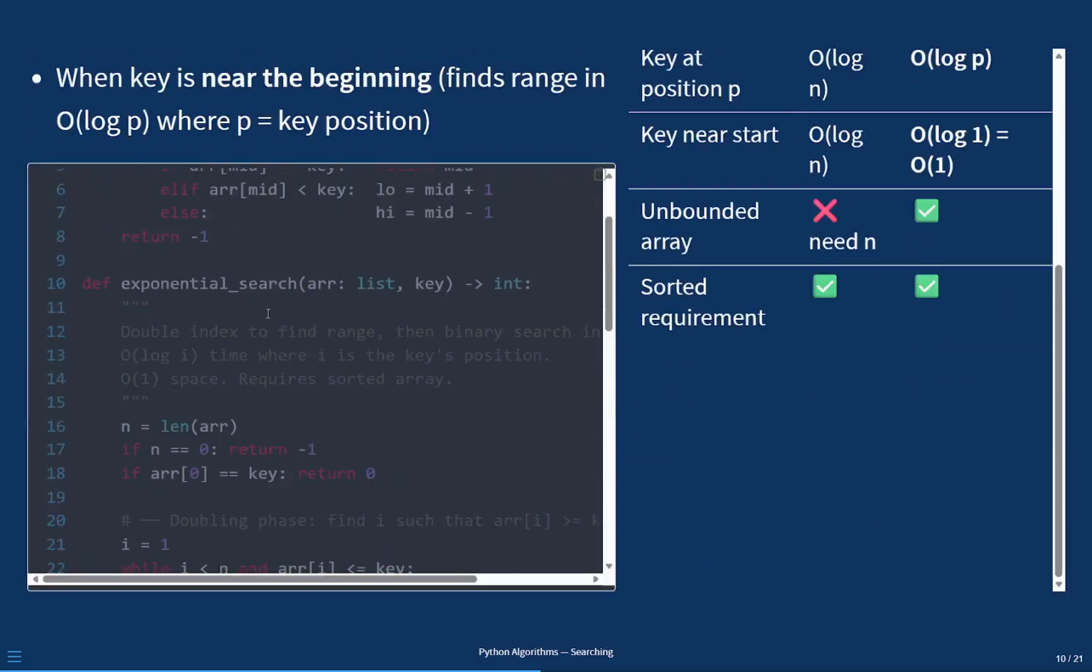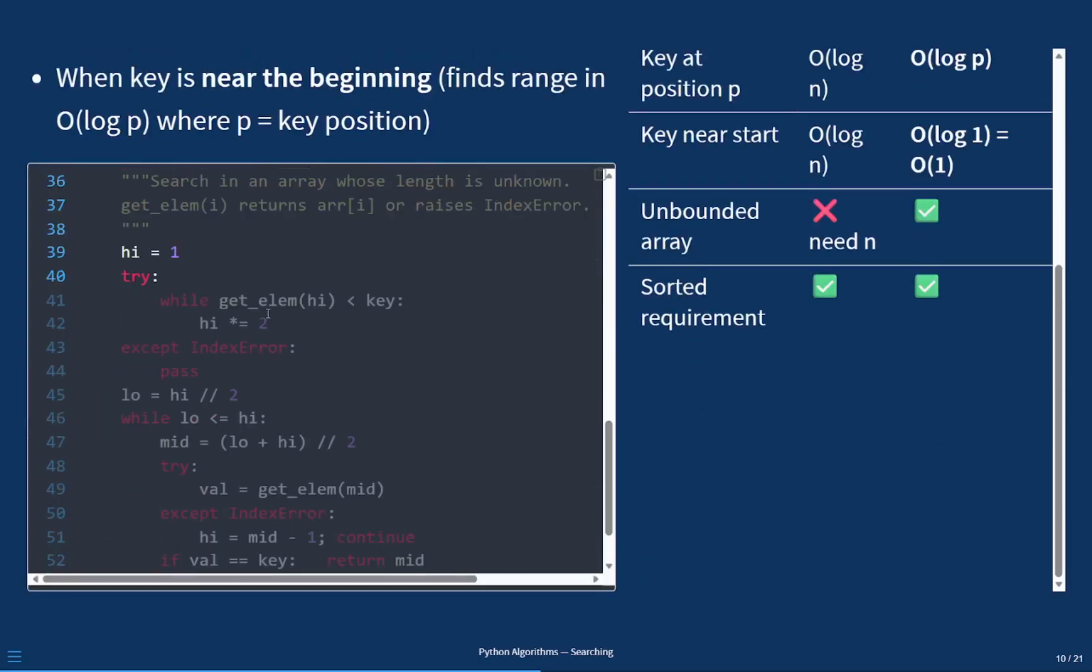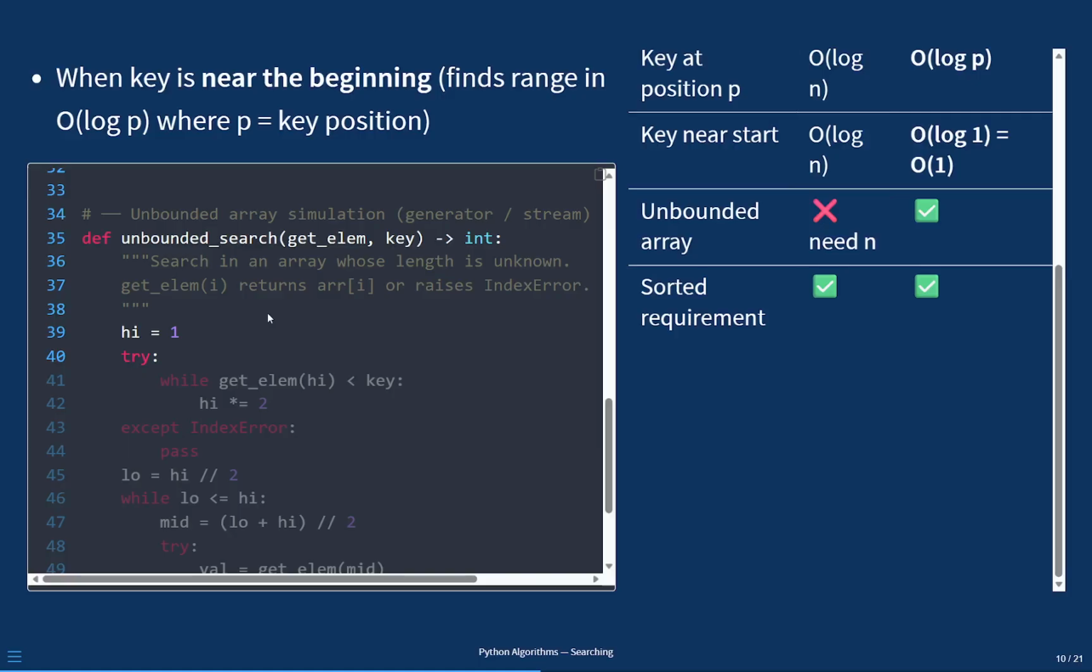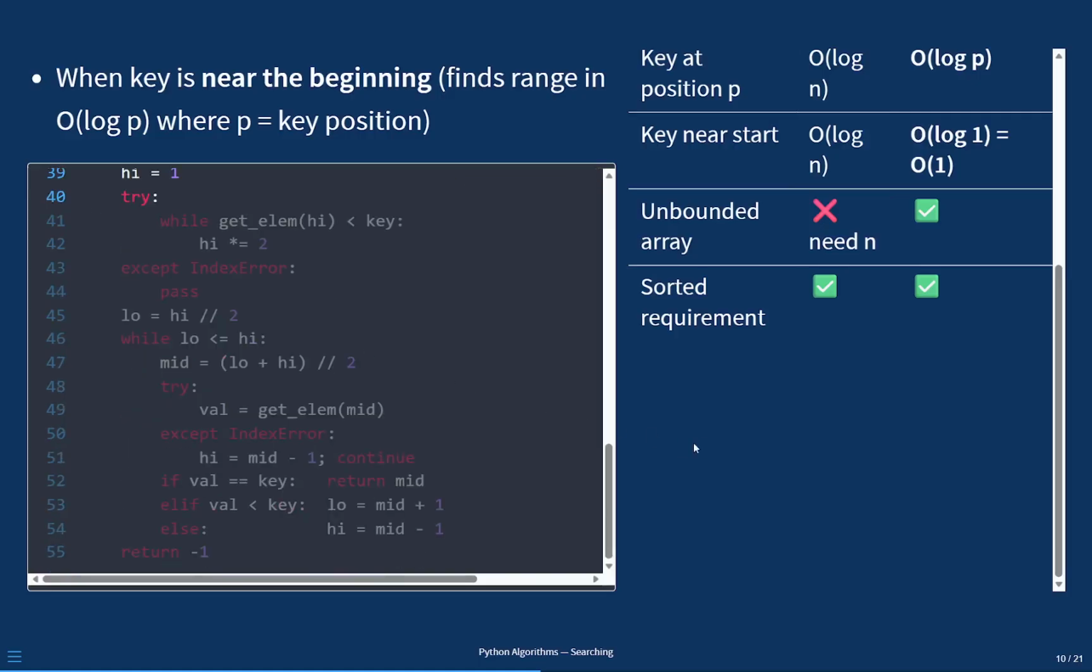The comparison table makes the use case clear. When the key is near the beginning of a large array, exponential search dominates. When the array is unbounded or streamed, you don't know n, so exponential search is the only correct approach. The unbounded_search function in the code handles IndexError from the stream, adjusting bounds accordingly.